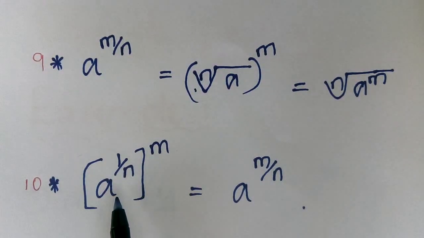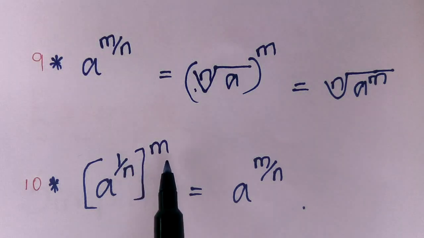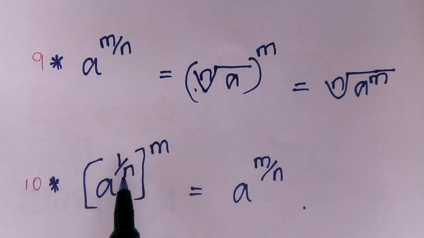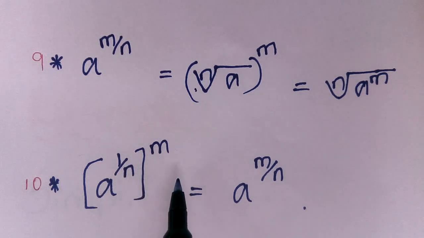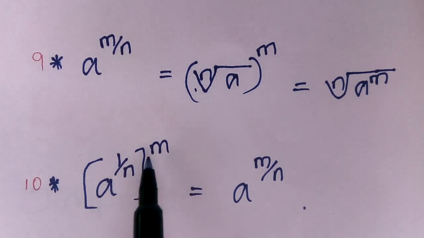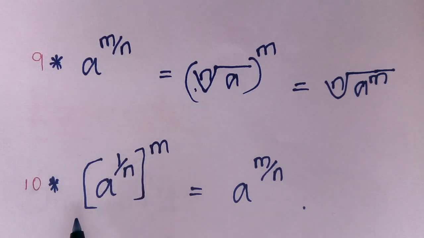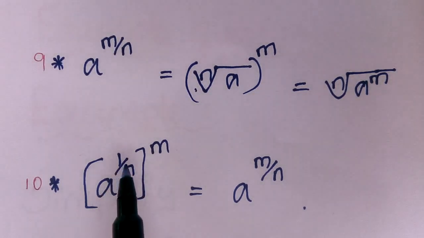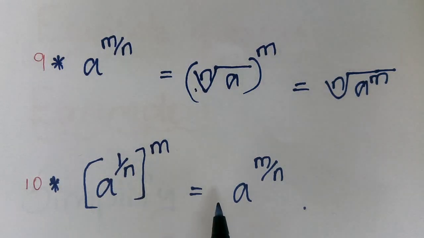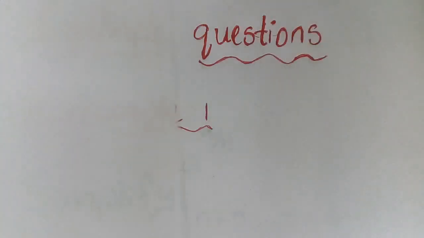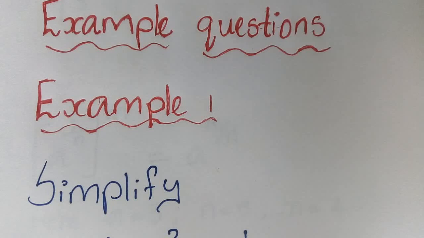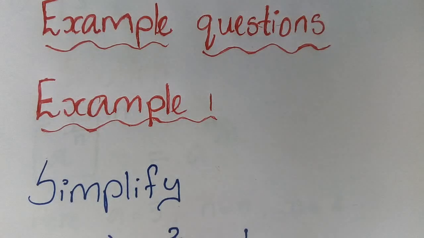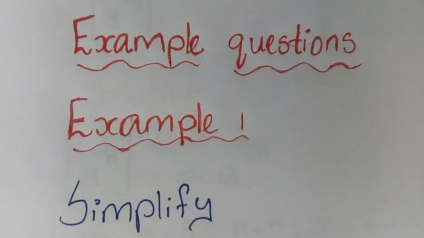Tenth law, a to the power 1 by n whole to the power m. This law is like a to the power m whole to the power n is equal to a to the power m into n. We need to multiply the exponents. So the law is a to the power 1 by n whole to the power m is equal to a to the power m by n. Children, understand and learn by heart the laws of exponents. Now, we will discuss the application of laws of exponents by using some example questions.